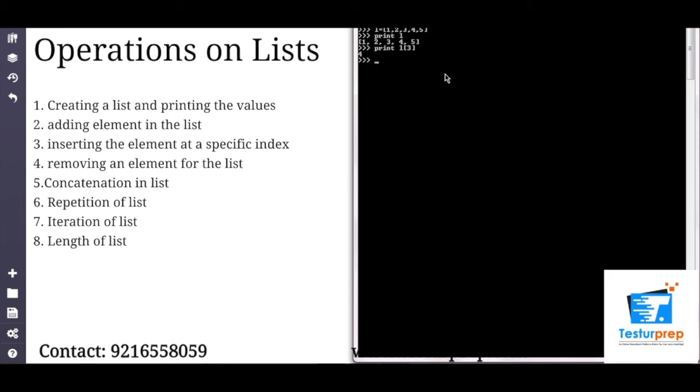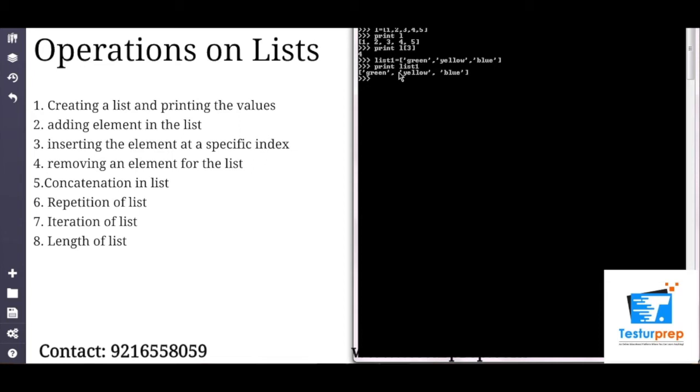Now let's add an element in the list. For that I will now switch, instead of numbers, to colors. Let's create another list. List 1 is equal to, let's add the colors, green, yellow, blue. So these are the colors that I've added in my list. Let's print the list once. So these are the colors.